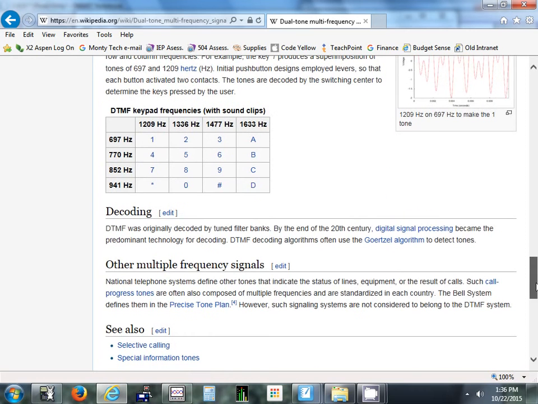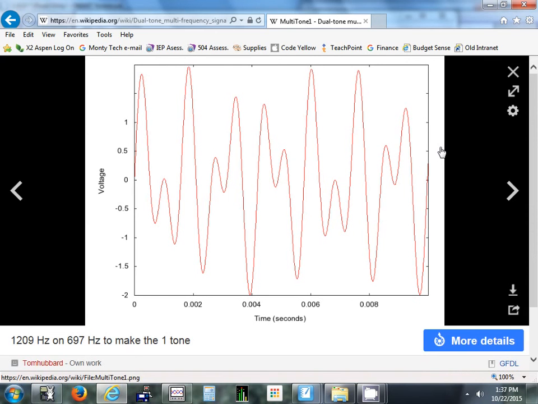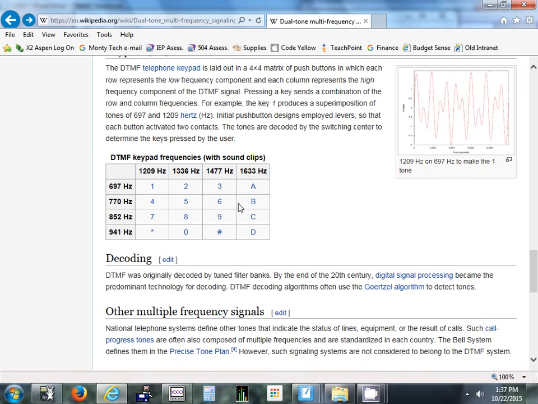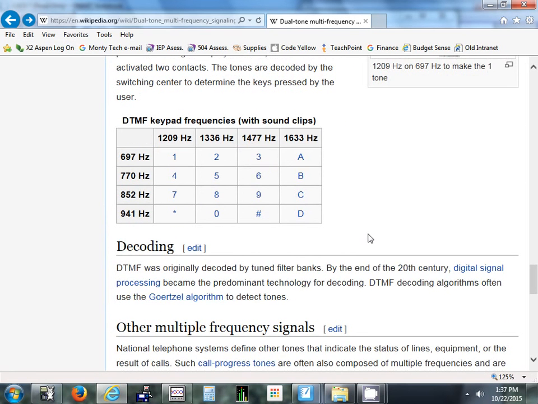Right? So we didn't really get into sketching things like this. That's a graph of 2 frequencies at the same time. It's got a pattern to it, kind of like a sine wave, but a little more complex. And there's a chart right here that shows you every button you can press on your phone and what the frequencies are when you press it. So let me show you, for a 1.